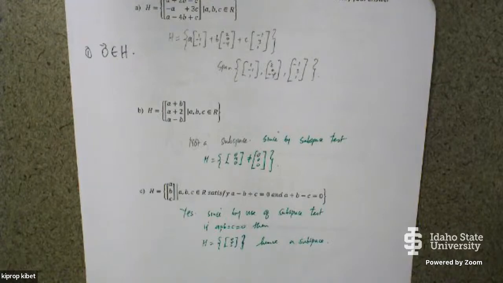And then again, this one, look at this. Since these are 0, 0, you can factor out A, so the span of that. So these are in H. This one is not in H because we have 0, 2, and 0. So it's not in.